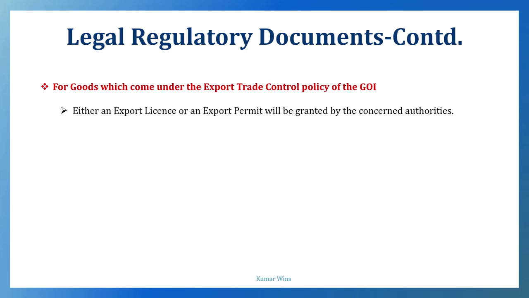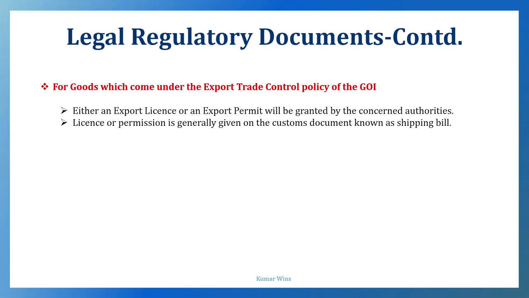And there are some legal regulatory documents for goods which come under the export trade control policy of the government of India. Either an export license or an export permit will be granted by the concerned authorities. License or permission is generally given on the customs document known as shipping bill, and for obtaining export license from the licensing authorities, the application is either the A10 form or B10 form. So these are two different types of form which are needed to be used for obtaining export license from the licensing authorities.